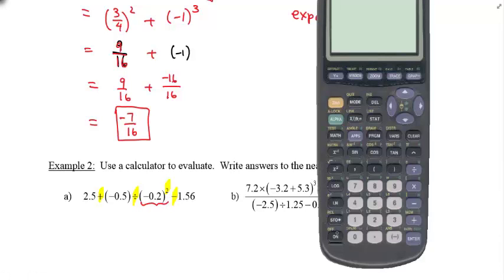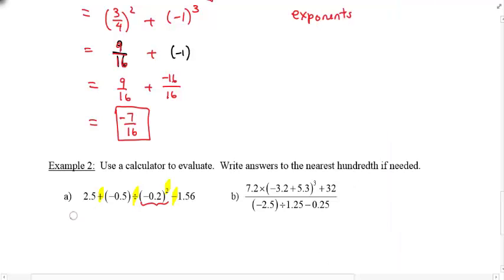Negative 0.2 squared. That just becomes 0.04. Okay. So 2.5 plus negative 0.5 divided by, and this became 0.04. And then we still have a minus 1.56. So I see addition, division, subtraction. I hope you said that we should do the division next.